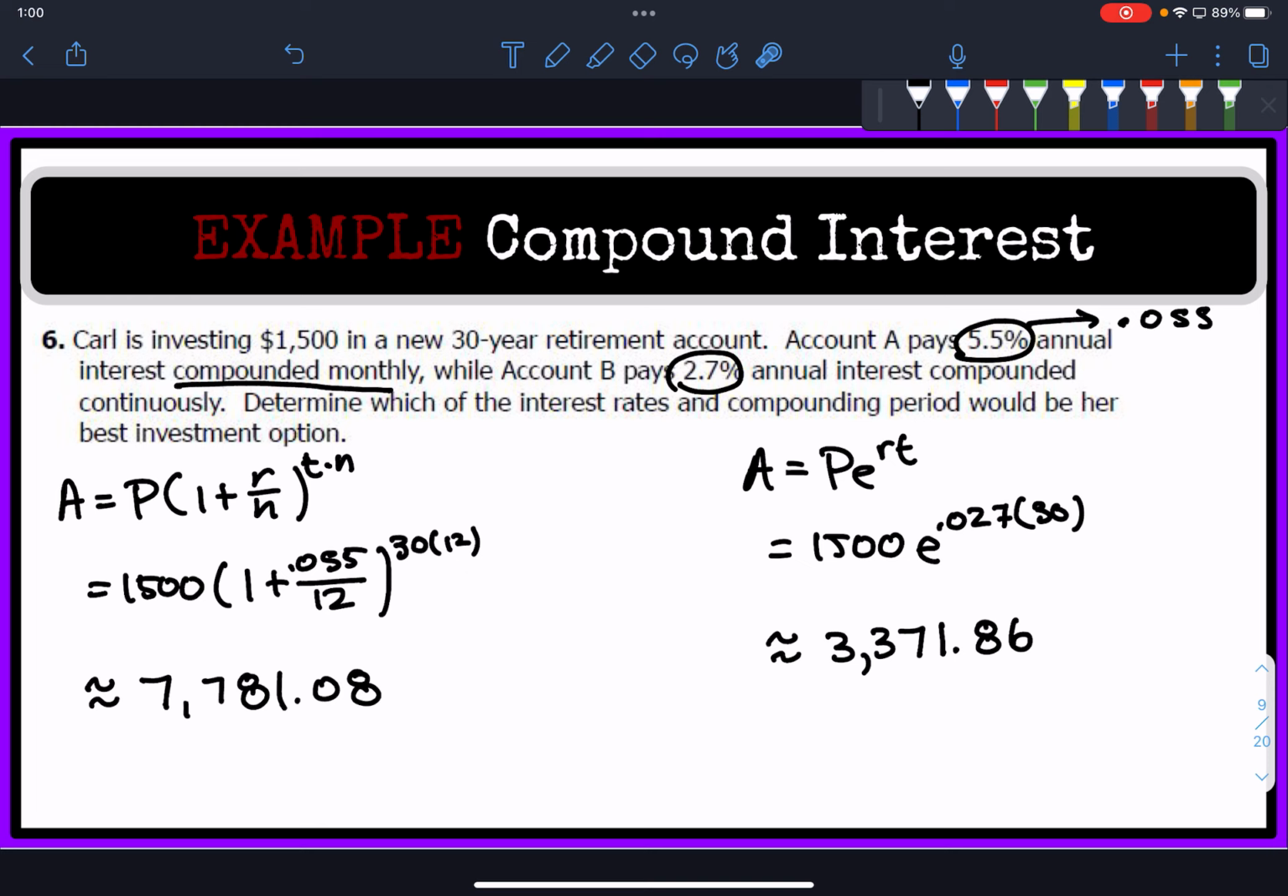So in this situation, the better option would be option A, and specifically option A is better by $4,409.22. That's how much better option A is. You'll make that much more money using that option instead of option B.